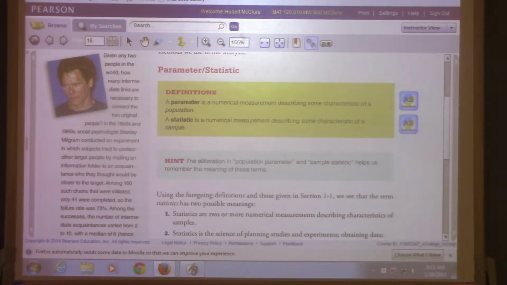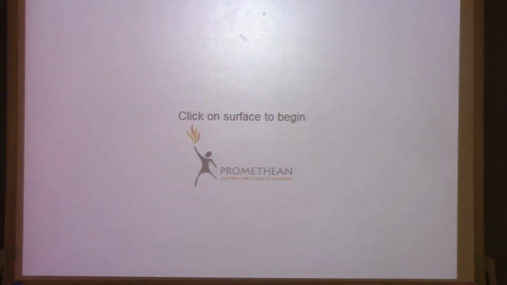Let me fix that calibration first. I'm going to show you what parameter and statistic are, and then you'll understand it a little bit better.